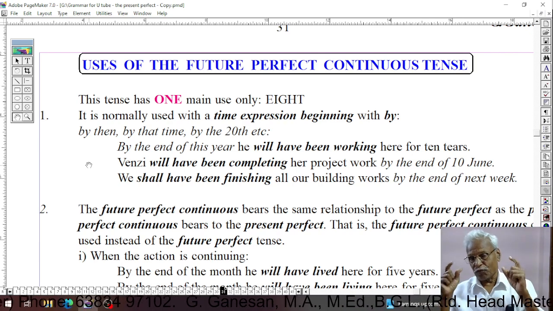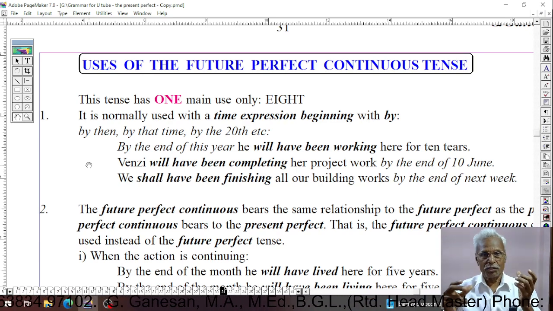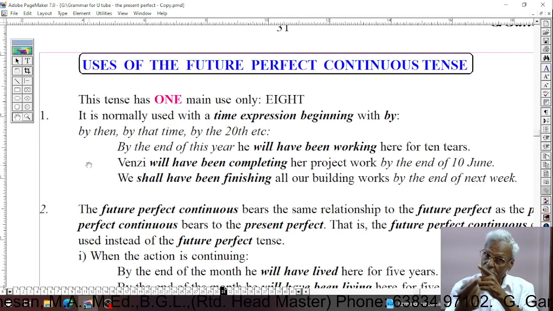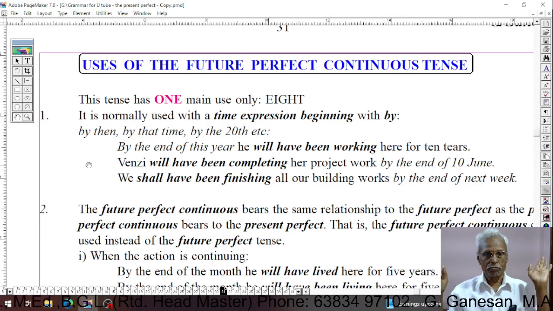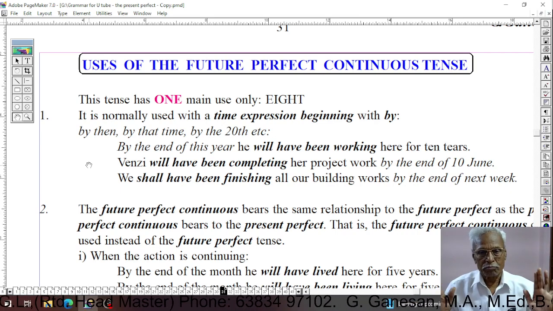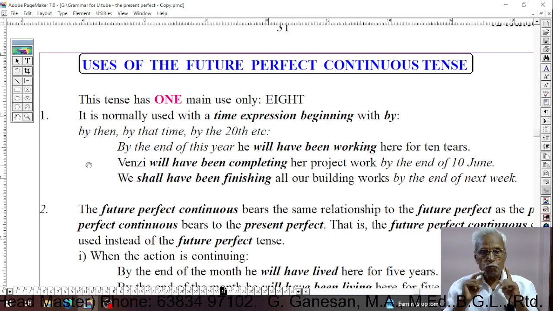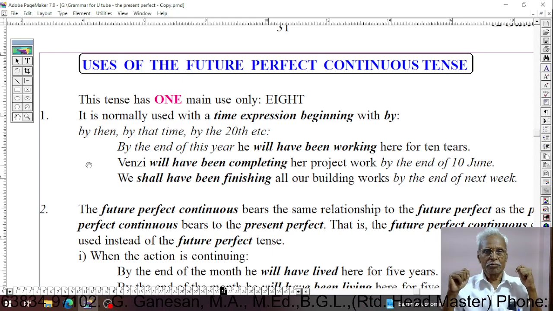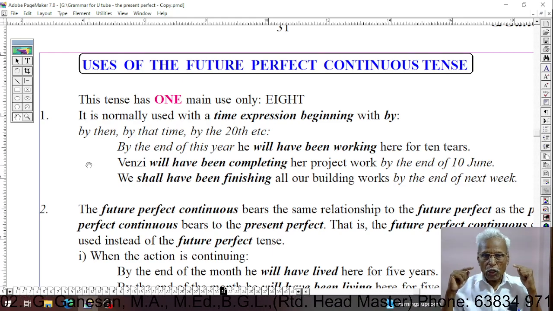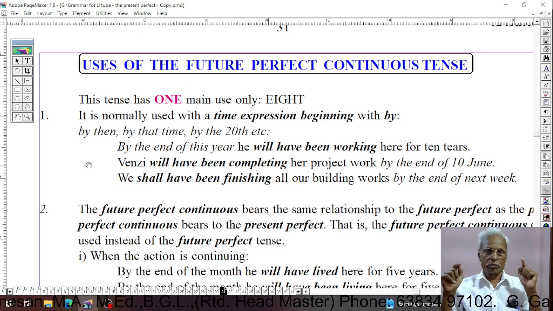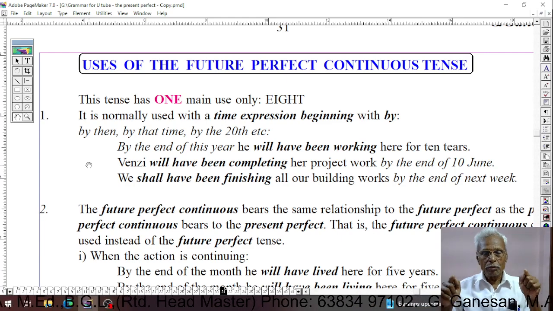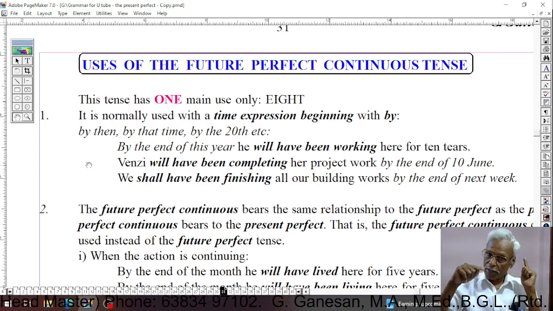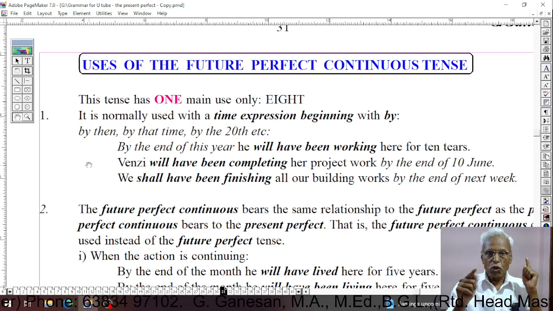To express such kinds of actions, an event or action that will be going on at the time of speaking in the future, but that started earlier before a particular point of time, we say, next year by this time I shall have been doing my MA degree.